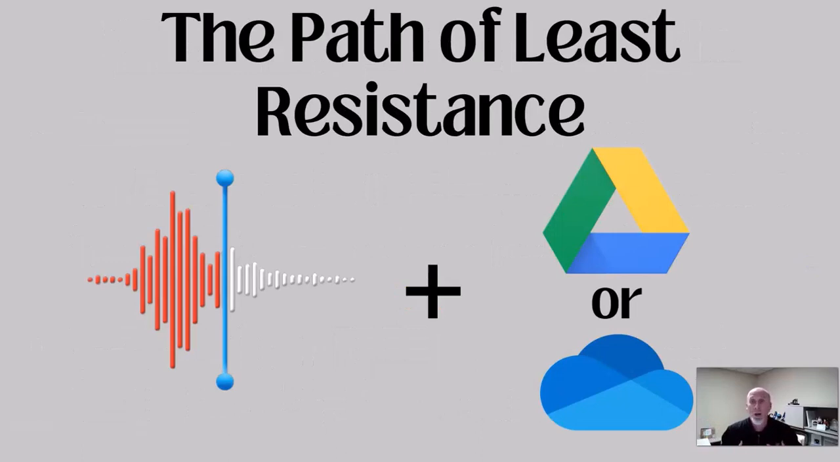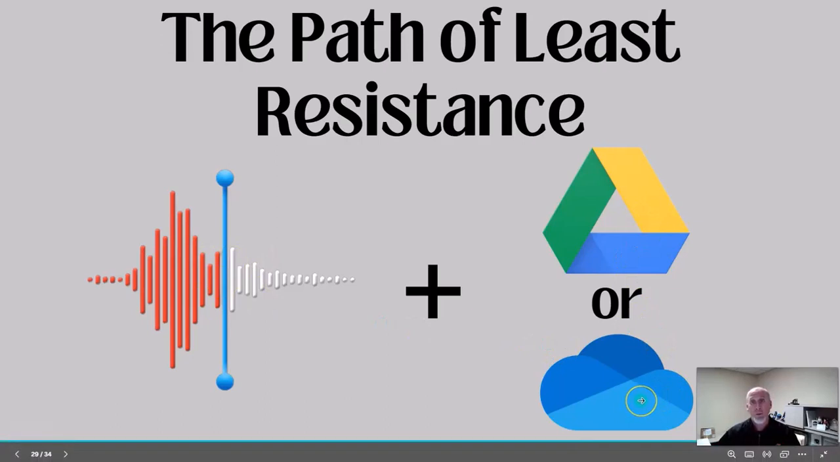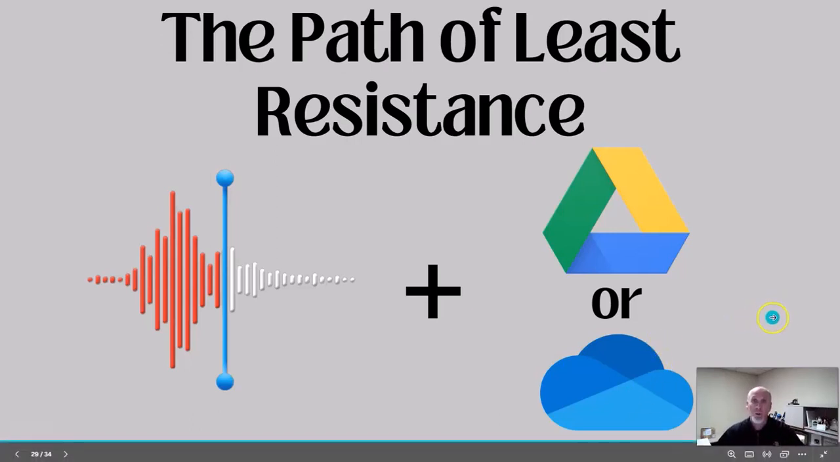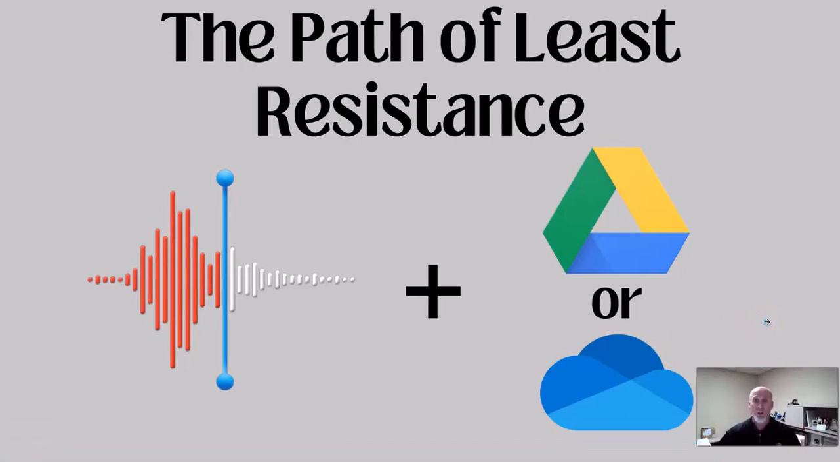Now, this is what I recommend. The path of least resistance. The easiest way to do this is doing it on your phone, because pretty much we all have a phone. Use that voice memos app on your phone and save it to your Google Drive or your Microsoft OneDrive, just like I showed you in part 3 of this video series. That's the path of least resistance. Then all we'll have to do is share the files with our students.